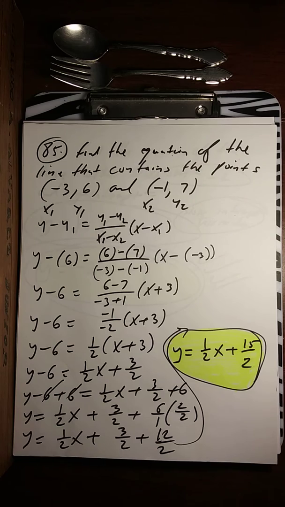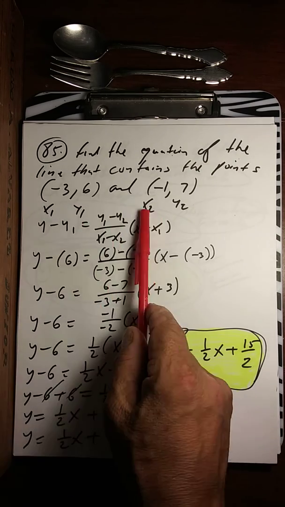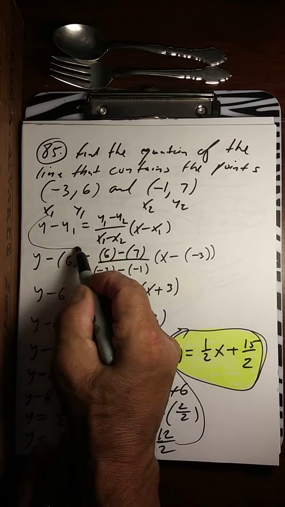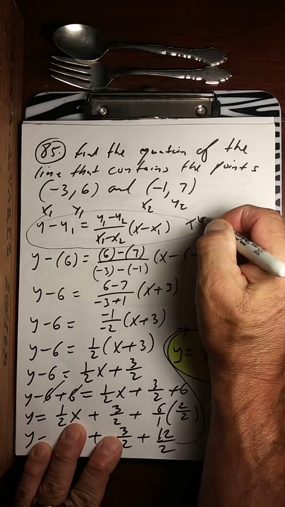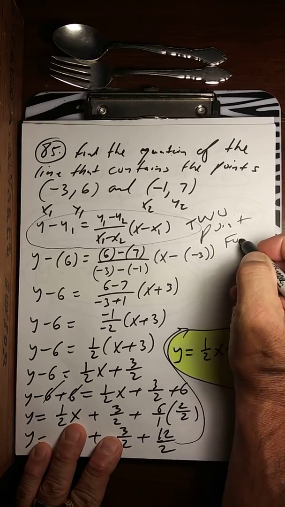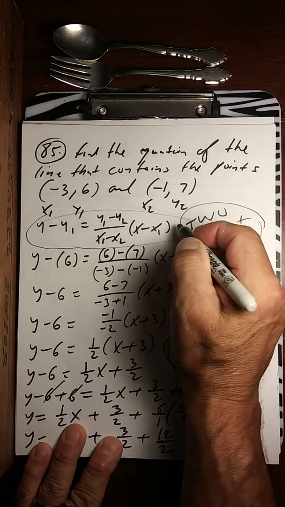Alright, next one. Find the equation of the line that contains 2 points. So we have x1, y1, x2, y2. There's the formula. We'll call this one the 2-point formula. This is the 2-point formula, right there.